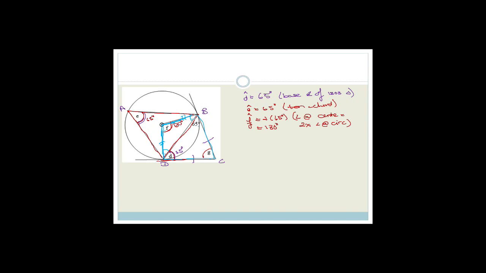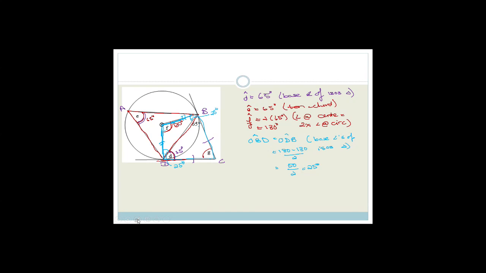So we can say, angle OBD is equal to angle ODB, which equals 180 minus 130 over 2. And the reason is base angles of isosceles triangle. 180 minus 130 is 50, divided by 2, which is 25 degrees. So this little angle here is 25 degrees, and that little angle there is 25 degrees. Okay, awesome. So now I've got 130, 25, 65, 25, 65, I can get G.